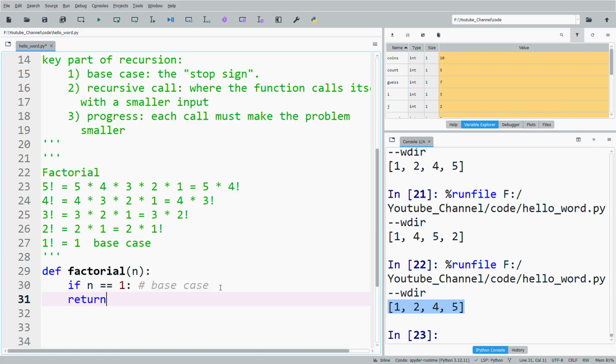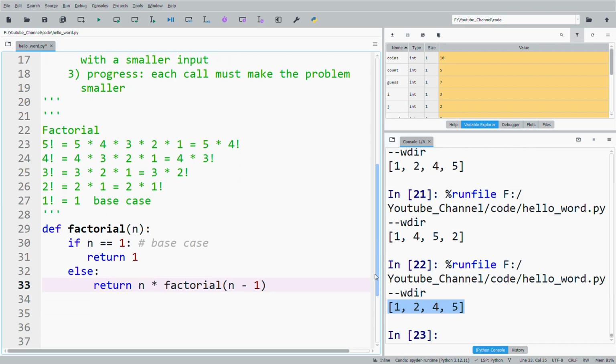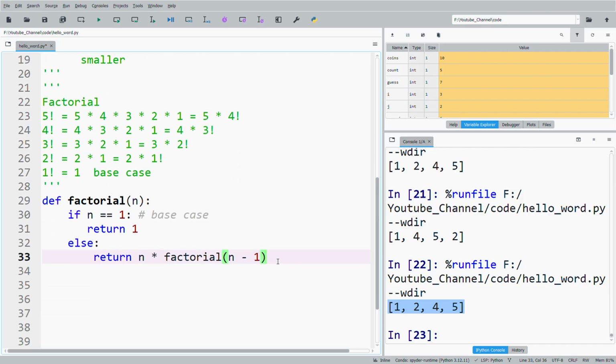Then we return 1. Else, what we do is return n times factorial(n minus 1). We call the smaller problem, n minus 1. So let's call this function and print the result.